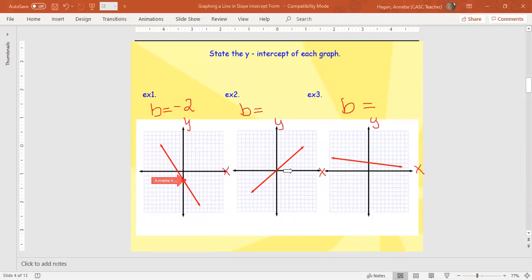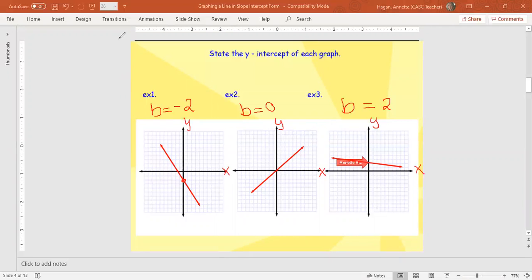Okay, our next one, the y-intercept crosses right at the origin. So here our y-intercept is 0. And our last one, the y-intercept crosses up 2. So our y-intercept is +2. So these are all three examples of finding the y-intercept from a graph. You can look at it and see it immediately. It's where it crosses the y-axis.